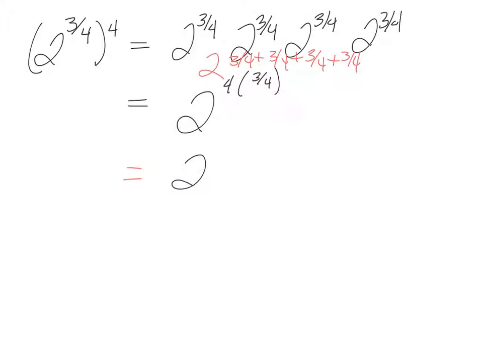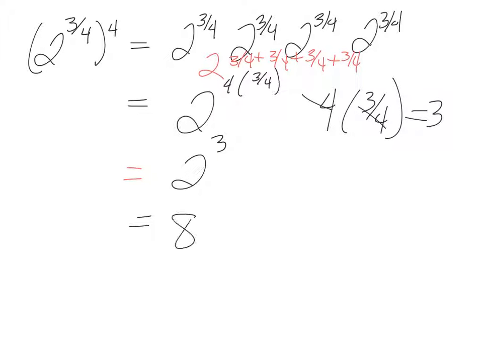So 4 times 3/4 is the same as 2 to the third power. 4 times 3/4 equals 3, and 2 cubed equals 8. Mind-blowing, right? Sort of fun.